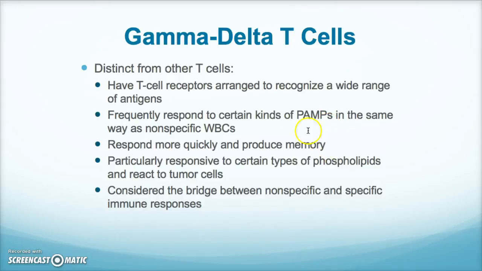However, they can produce memory cells, which is why they kind of straddle that line. They don't have the specificity, but they do have the memory portion. This does allow them to respond quickly in the sense that they can recognize certain kinds of foreign molecules. They're very responsive to phospholipids and also to tumor cells. And as I said, these bridge that divide between nonspecific and specific, since they have memory but no specificity.